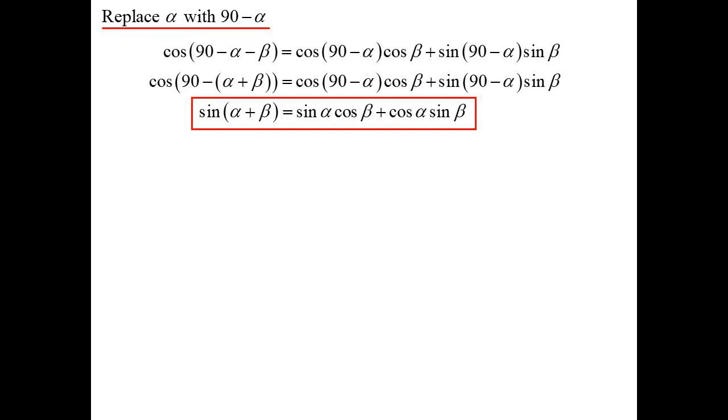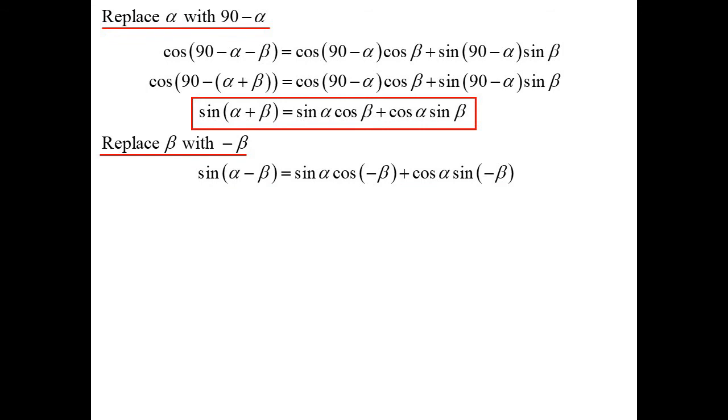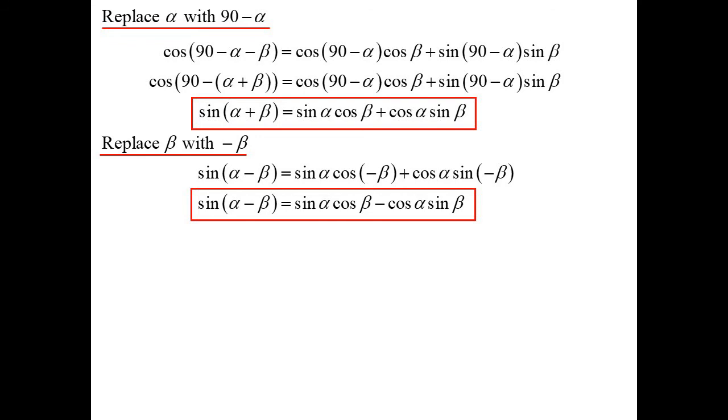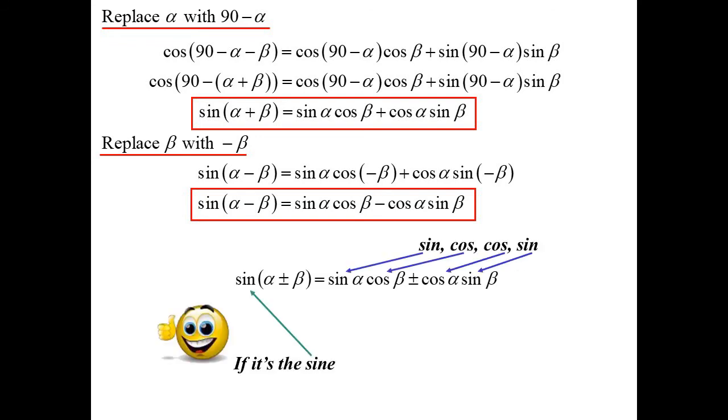So we'll replace that beta with a negative beta. And once again, we'll play with odd and even functions. And we get sine of alpha minus beta is sine alpha cos beta minus cos alpha sine beta. Or combining it into one, we get sine cos sine. If it's the sine, then it is the sine.